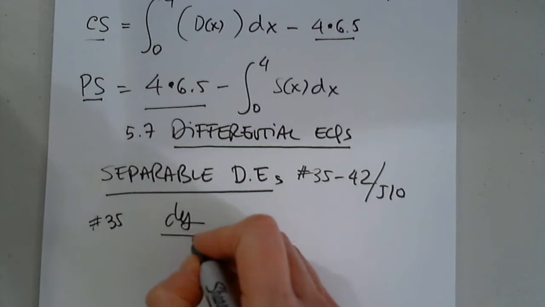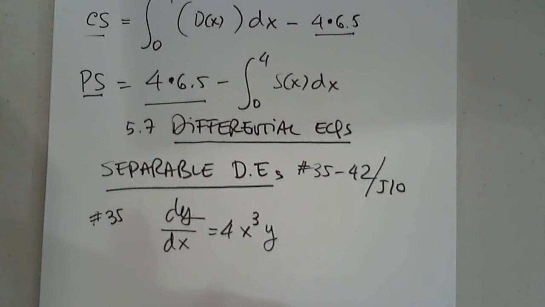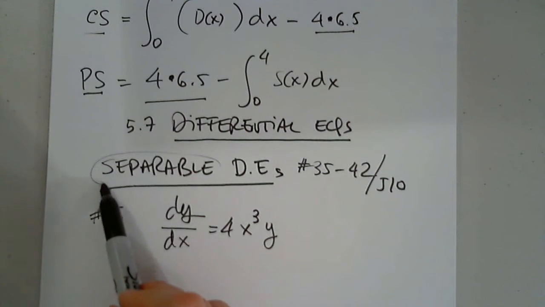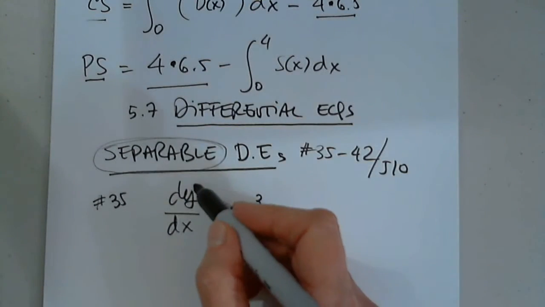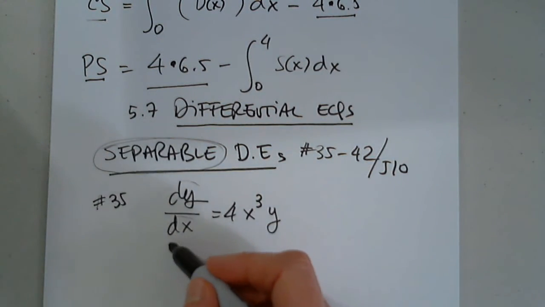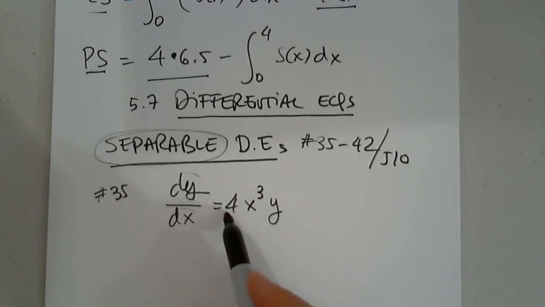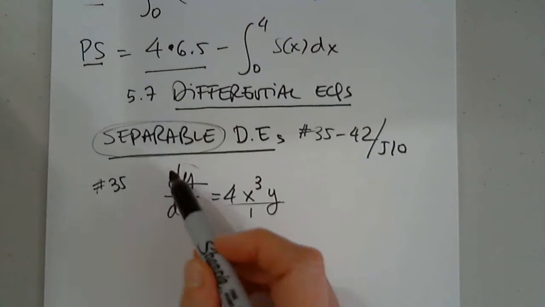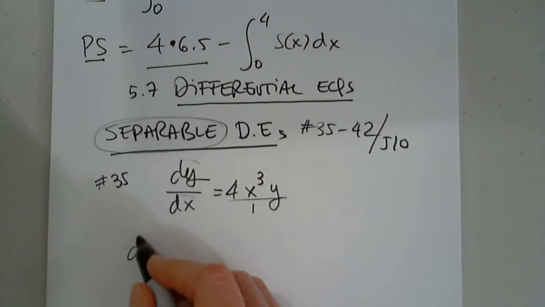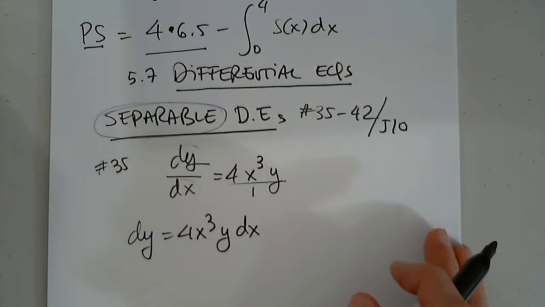We have dy over dx equals 4x cubed y. So what does this really mean when I say separable? You notice that this is the differential of y, and this is the differential of x. And here I have a product, 4x cubed y. First of all, I'm going to imagine that it's over 1, everything is over 1, and just cross multiply at this point. So dy equals 4x cubed y dx.